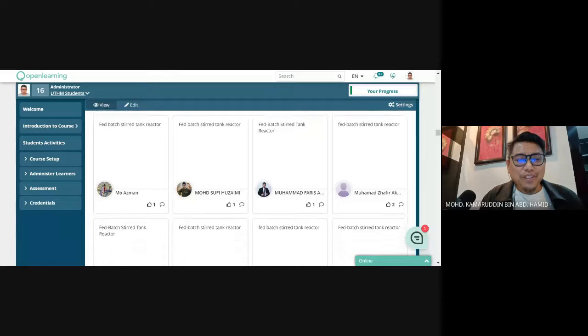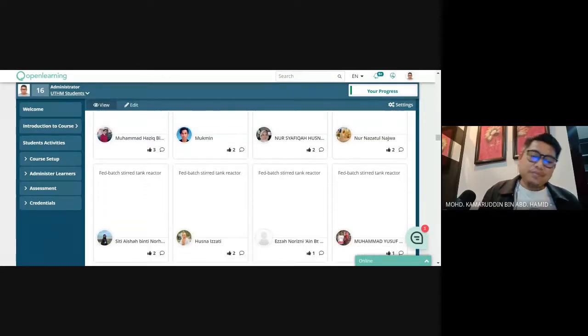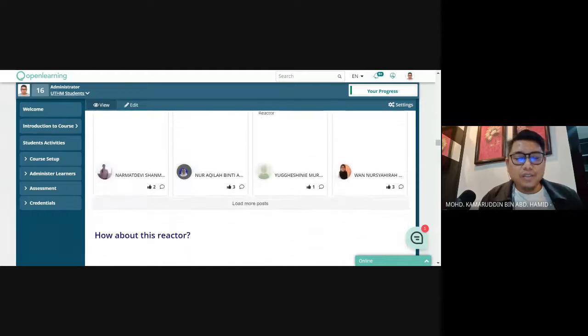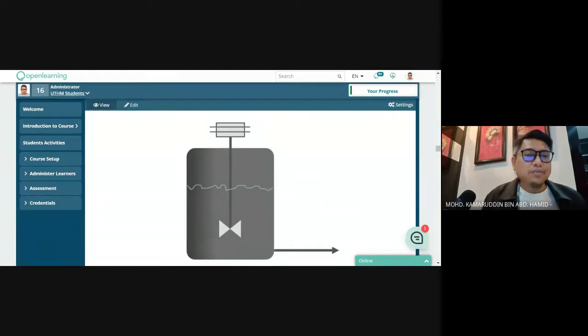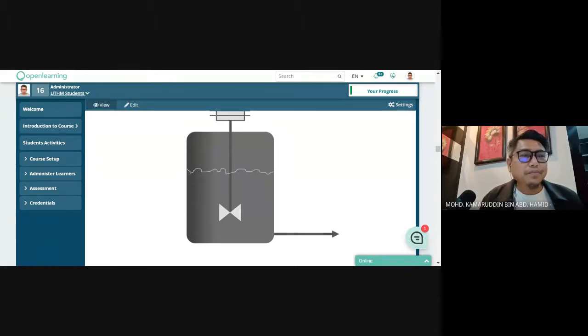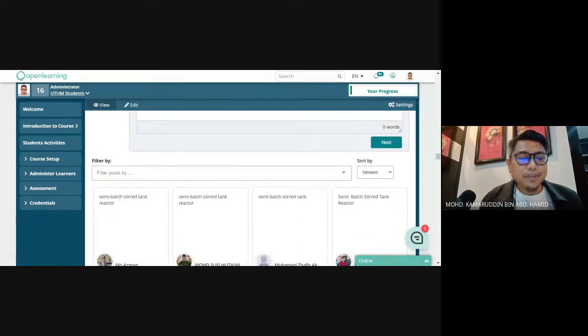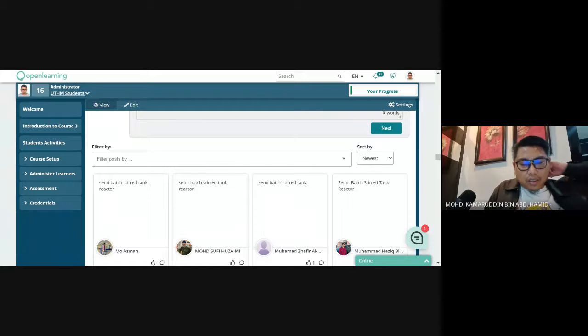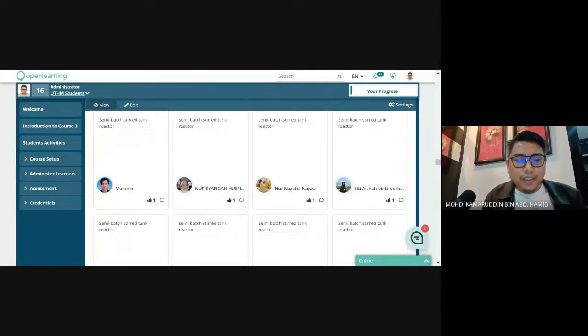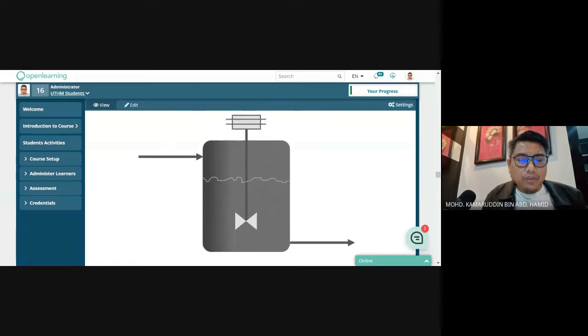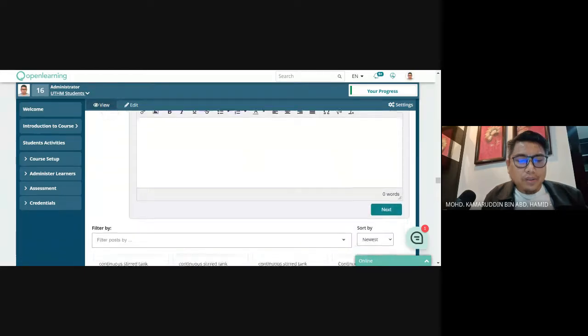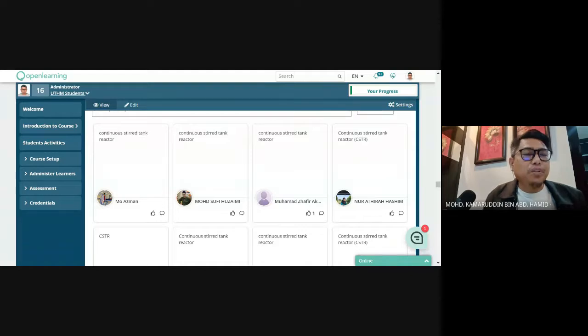Then we have another one here. Okay, most of you answer it as a feed batch, stirred reactor. All right, so this one, okay, quite easy. We call it semi-batch because you only have one stream out. So it's a semi-batch stirred reactor, okay, good. And all right, yang ini, most of you got it right. STR is quite common, especially for the biochemical, for the bioprocess, quite common.